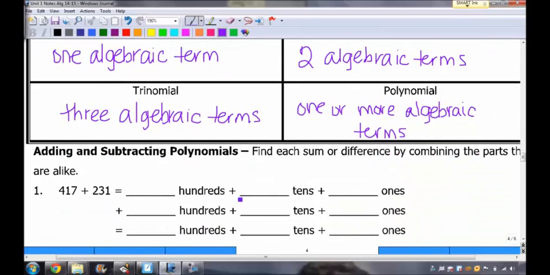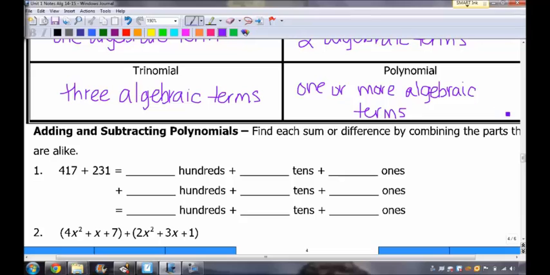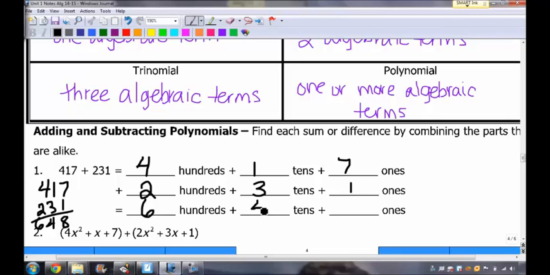Alright, so let's look at what we have here. Find each sum or difference by combining the parts that are alike. So now the first question that you have here is super easy. You guys can just add 417 with 231 together. You do this all the time. So you end up getting 7 plus 1 is 8, 1 plus 3 is 4, 4 plus 2 is 6, right? But technically what you're doing is you are adding this 417, which is 4 hundreds, 1 ten, and 7 ones. And then you're also adding 231, so you've got 2 hundreds, 3 tens, and 1 one, so you've got 6 hundreds altogether, 4 tens, and 8 ones.